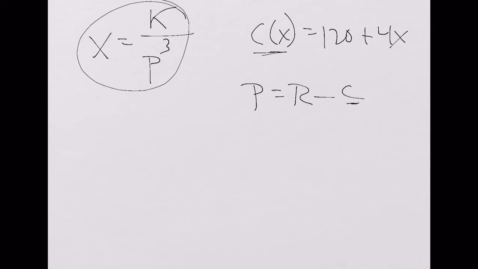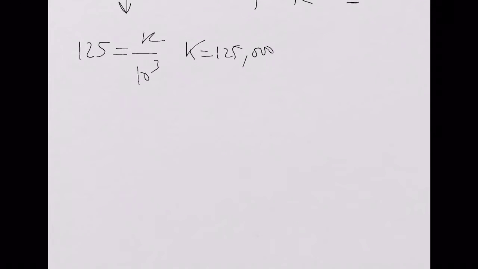They gave us information to find what k is. They said when the price is $10 per unit, the quantity demanded is 125. So first let's find out what k is real quick. So the quantity demanded was 125 when the price was 10. So we just get 1,000 times 125, so k is 125,000. So now we can look at this equation as this. But for revenue, I need price times quantity. So I need to solve this thing for P.